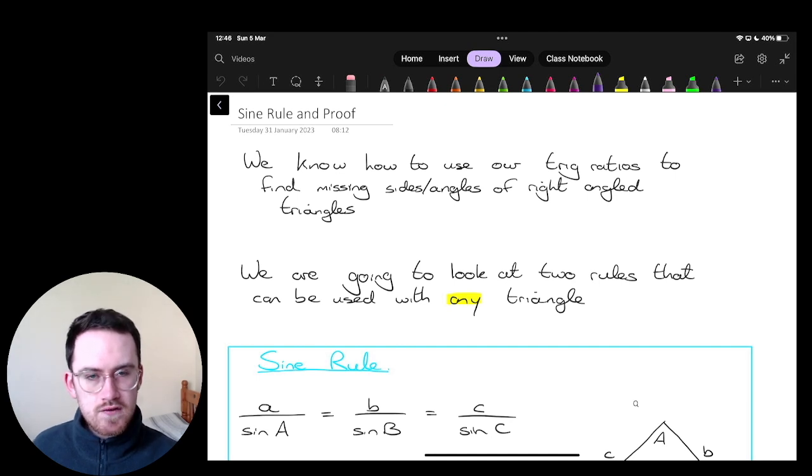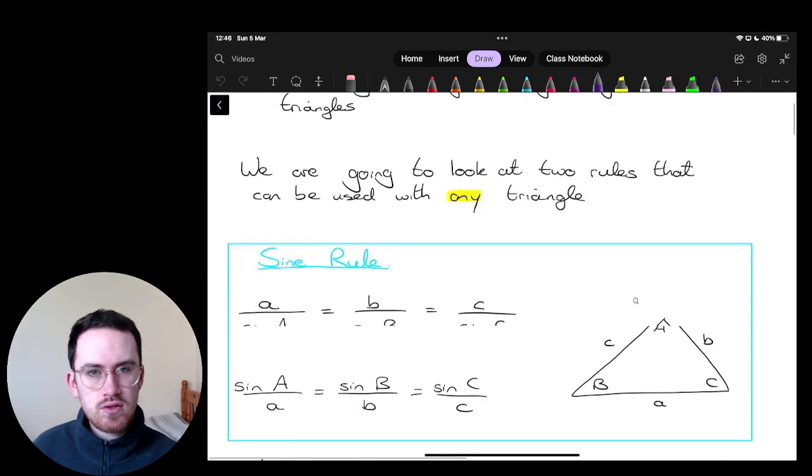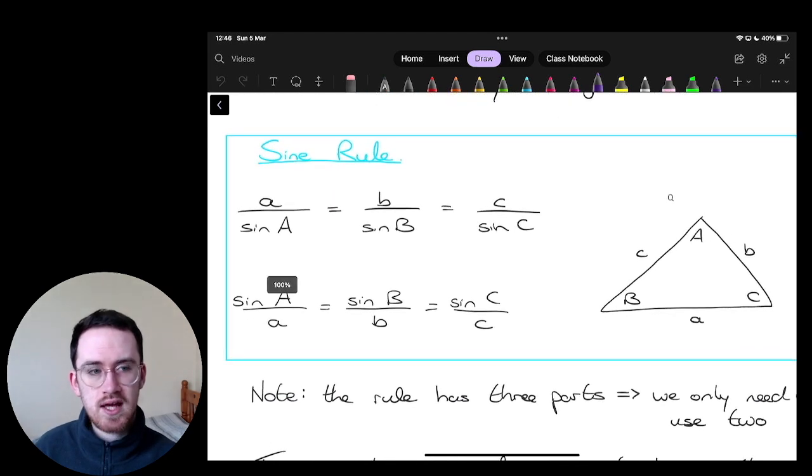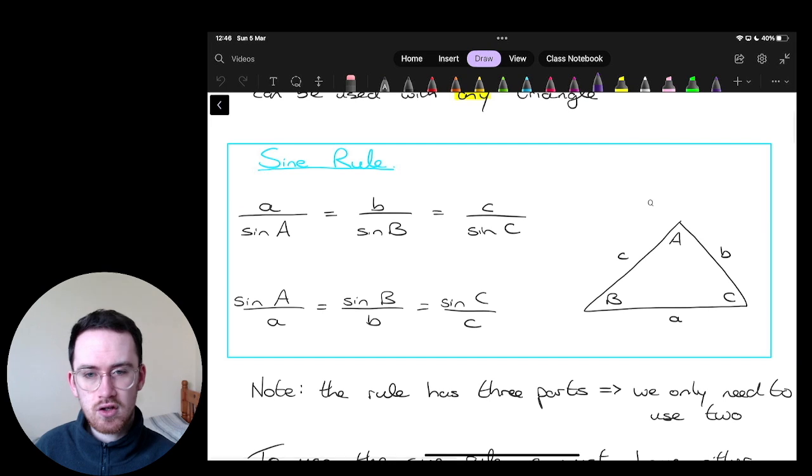So first of all, going over the sine rule, so we know how to use the trig ratios when we're finding our sides or our angles. So we can use our sine, our cos, and our tan, like our SOHCAHTOA. But what we want to look at now is how to find rules that can be used with any triangle. So the sine rule is the first rule that we can use with any triangle. It can be used with a right angle, but it can also be used with any triangle at all. And that's really more where we might end up using it.